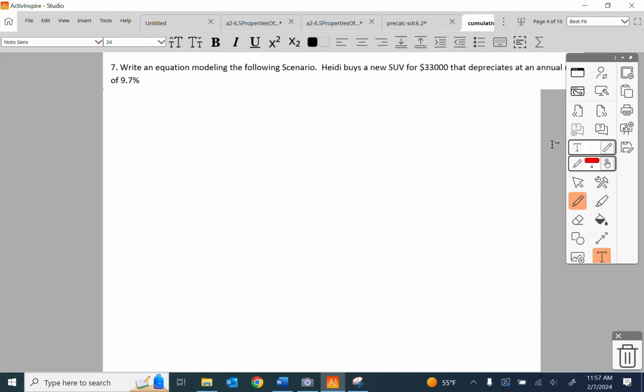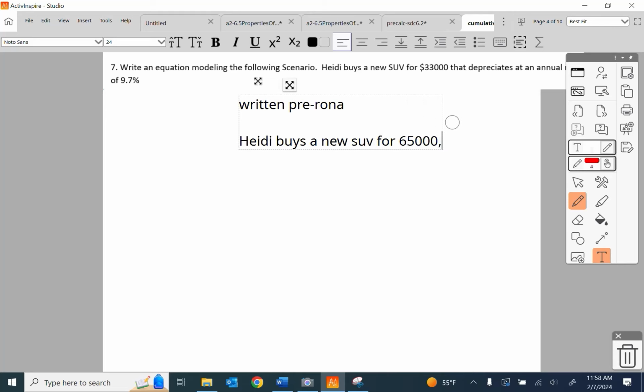Heidi buys a new SUV for 33 grand that depreciates at an annual rate of 9.7%. Now, a new SUV ain't going to be 33 grand anymore. This was written pre-Rona. So Heidi buys a new SUV for $65,000. That depreciates at an annual, I'm going to leave that the same, rate of 12.3%.